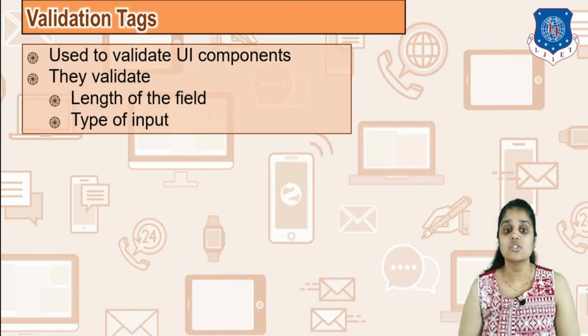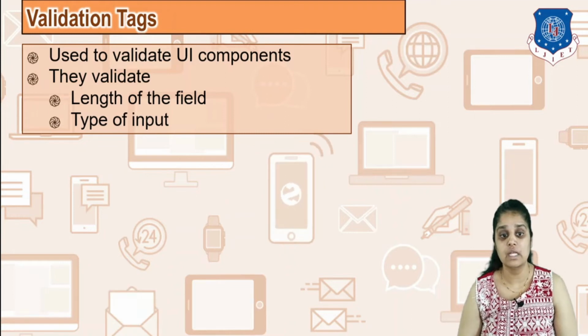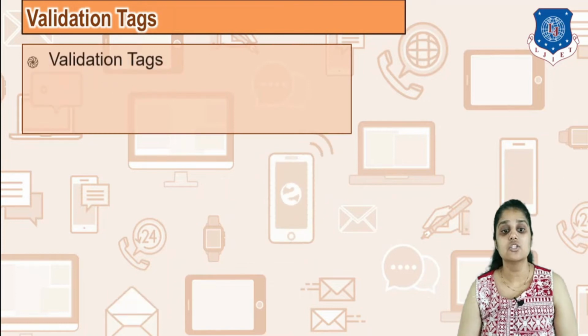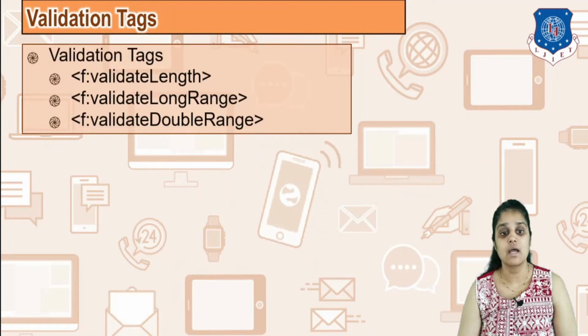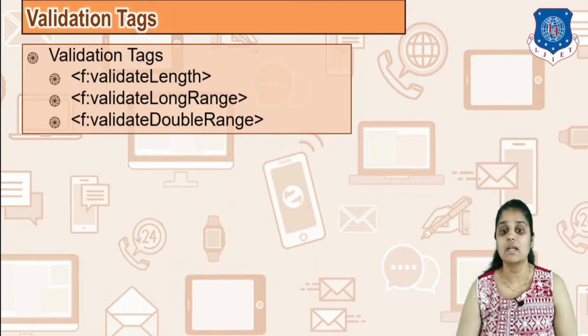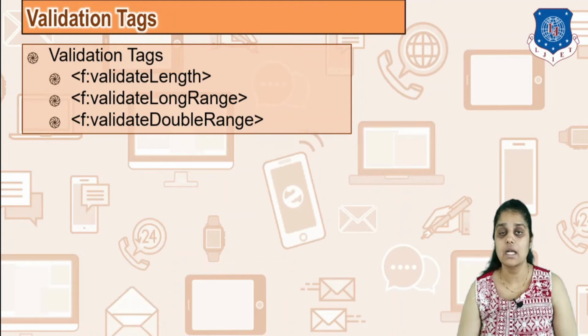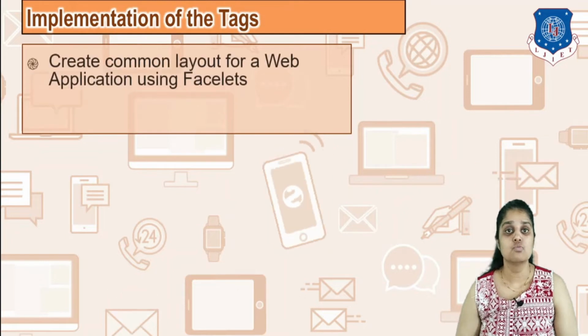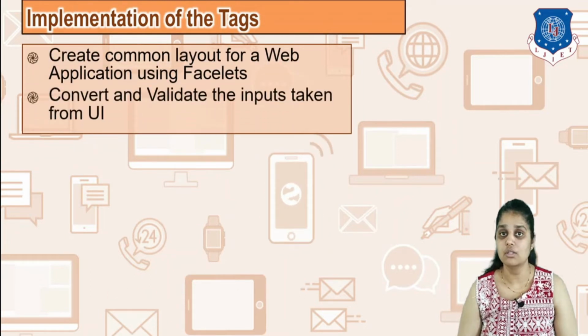So they generally validate the length of the field, then the type of the input that you are giving, and the validation tags that you are going to study here are validate length, validate long range and validate double range. Okay, so without wasting any time, let us move on to implementation of all the three tags.